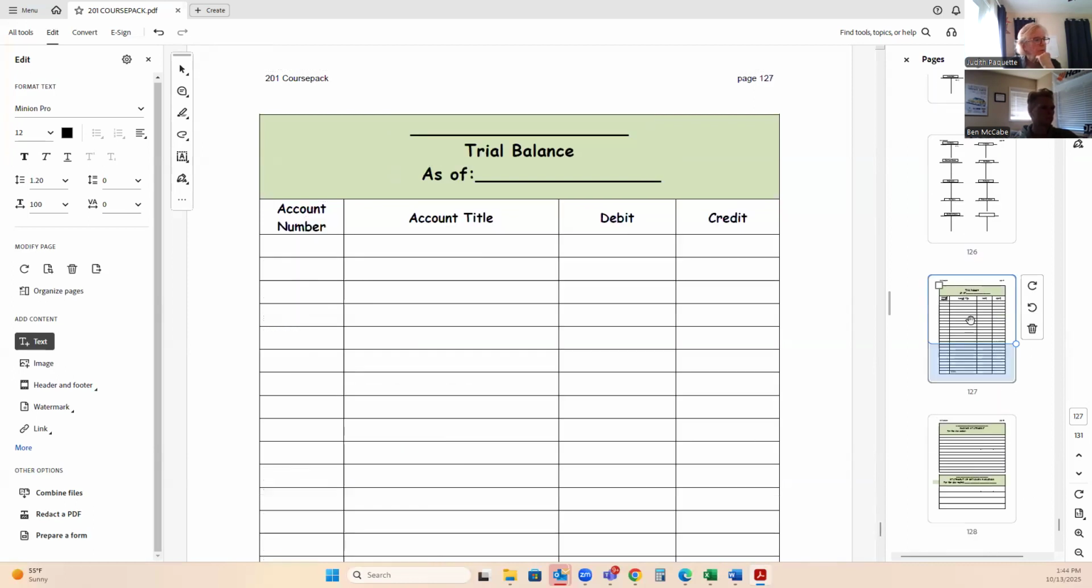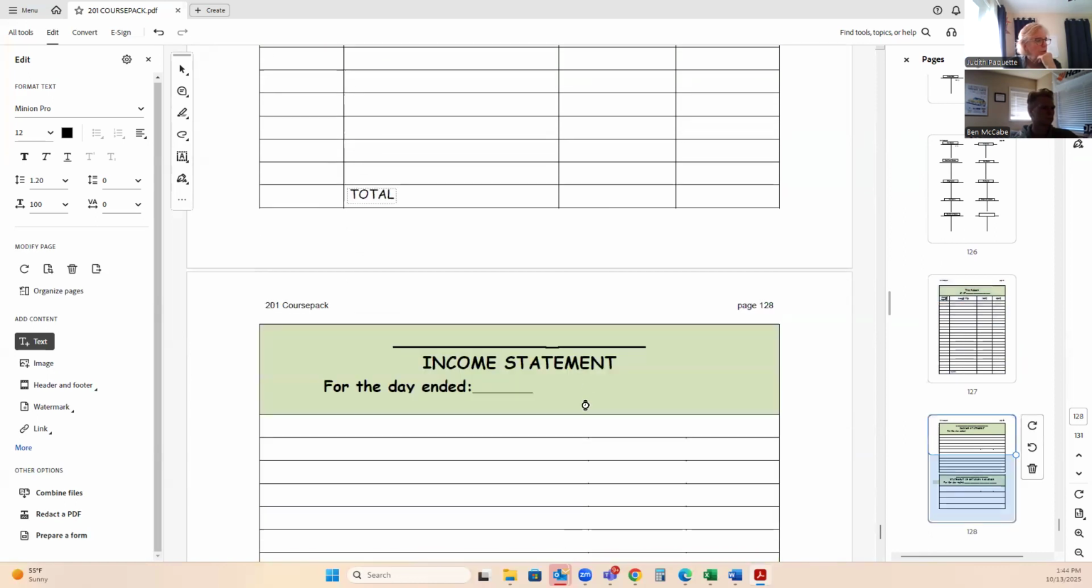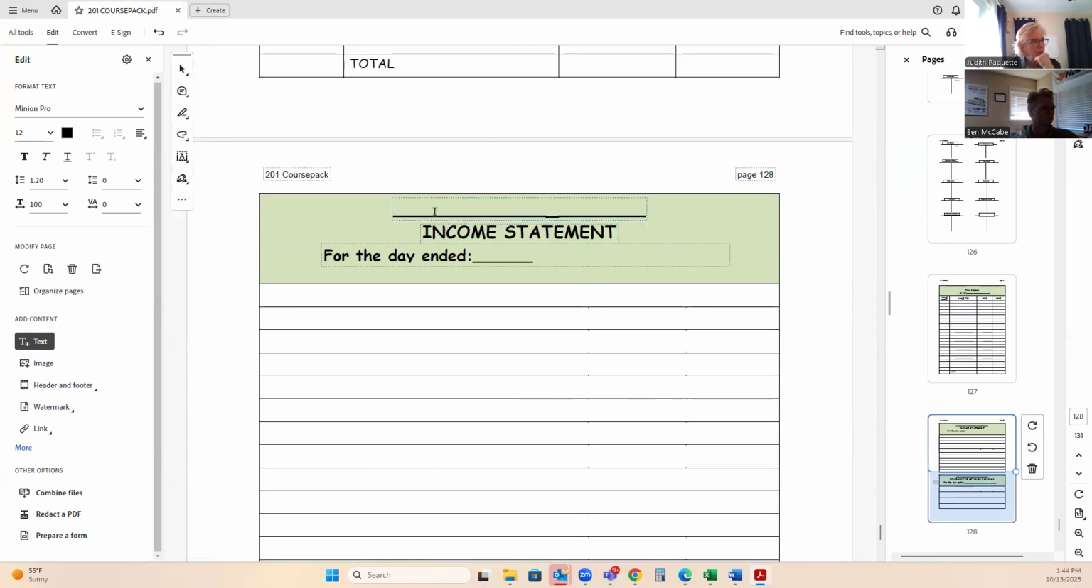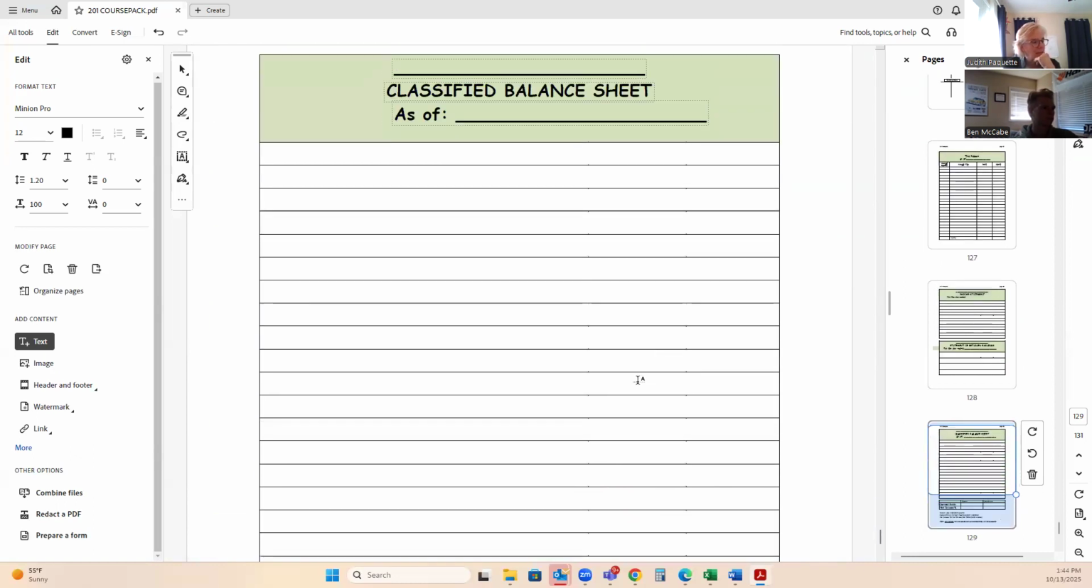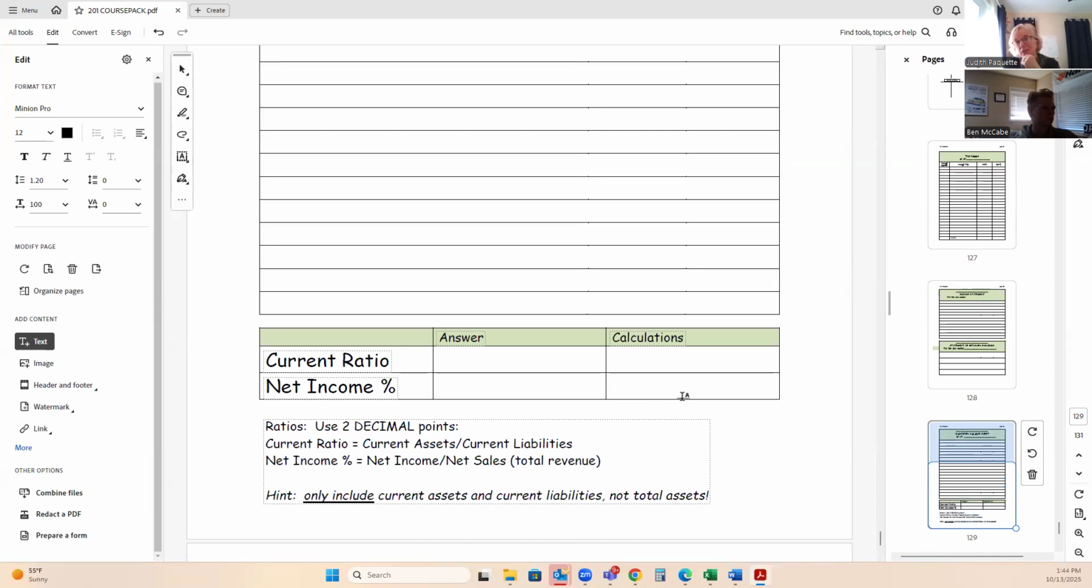Once you get your trial balance done, you know how to do your statements. Just be sure to put your name, your company name, and the date, income statement, retained earnings, and classified balance sheet, and then the ratios, and then you're done. Give yourself about an hour to build the journal entries and do the T accounts, maybe an hour and a half. Once you build your trial balance, if it doesn't balance, stop and go back through your accounts and make sure you posted them to the T accounts correctly. Once you have a trial balance that balances, you'll be able to work your statements and calculate ratios.